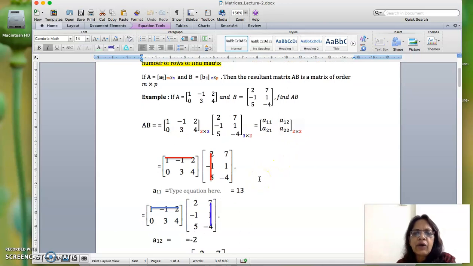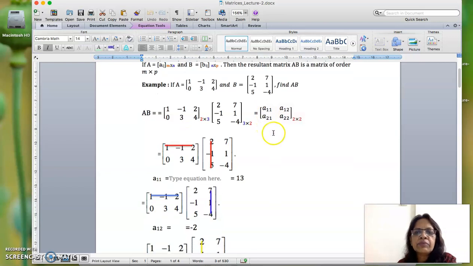Let us see how the multiplication is done. This is the resultant matrix, the product that we are going to get. Now just focus on the position. Like this is A11, where the first suffix indicates the row and the second indicates the column.